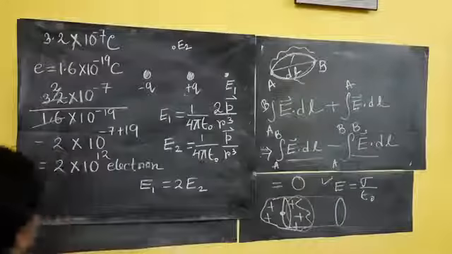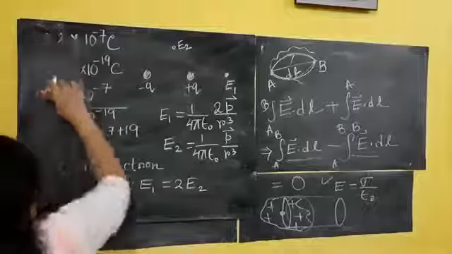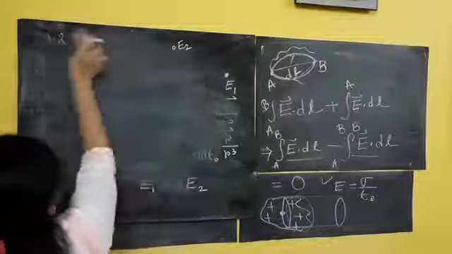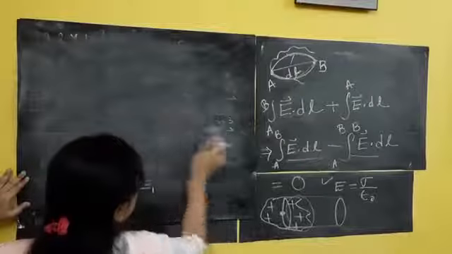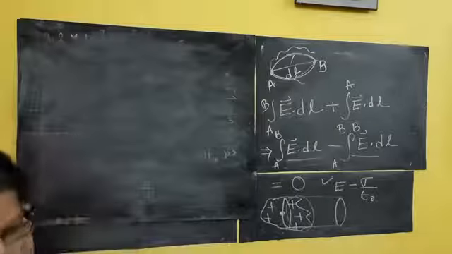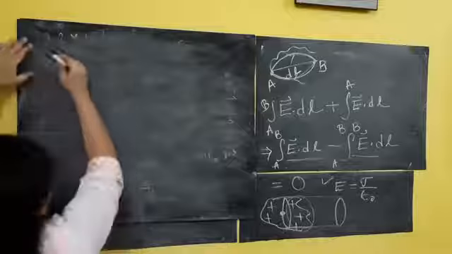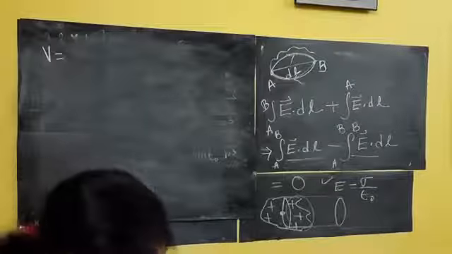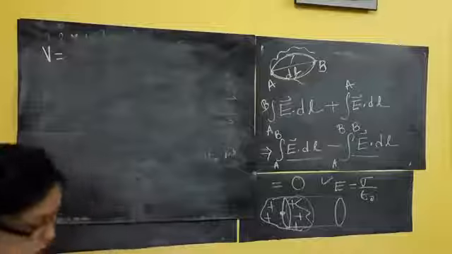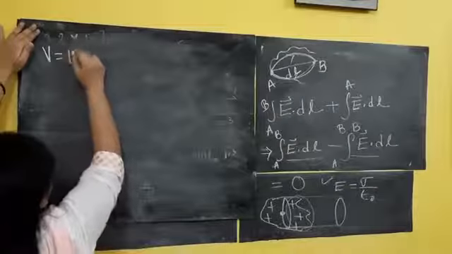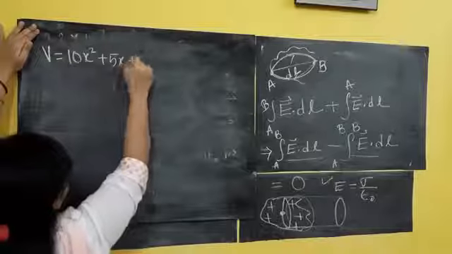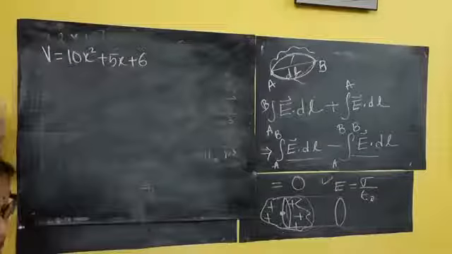Next, the electric potential V as a function of distance x is given. What is given? V equal to 10x square plus 5x plus 6. This is the given expression of V.